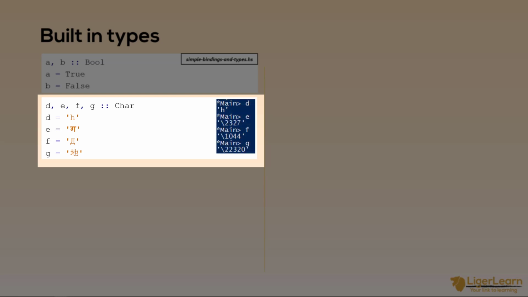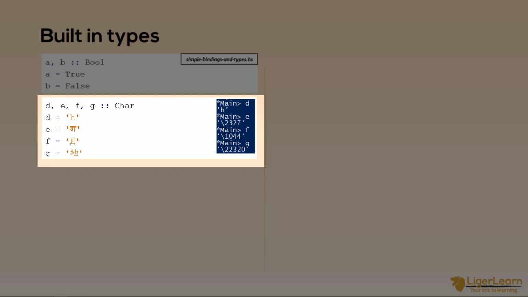If we try to show the values in GHCI, you can see what will be output. Only the value h is displayed properly, and for the others, we get these strange numbers. This is normal. These numbers are the Unicode code points representing the character.